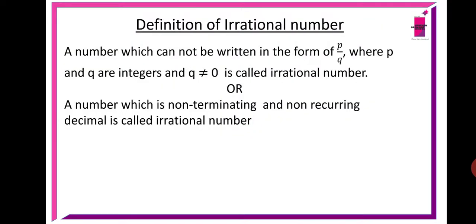Similarly, we have irrational numbers. The real numbers are a set of rational and irrational numbers. Irrational numbers are entirely opposite to rational. A number which cannot be written in the form of p by q, where p and q are integers and q is not equal to 0, is called an irrational number. And the decimal expansion of irrational numbers will be non-terminating and non-recurring.